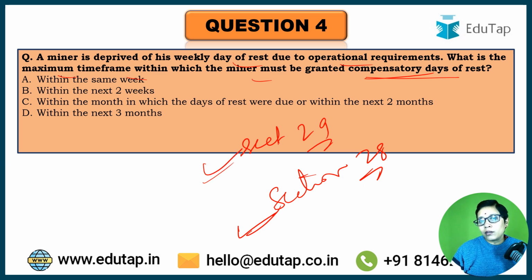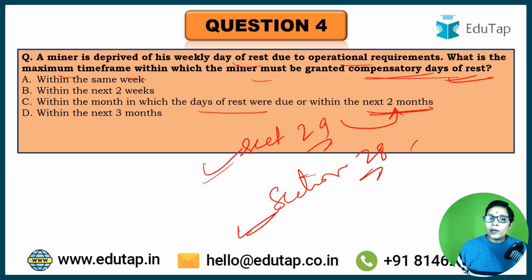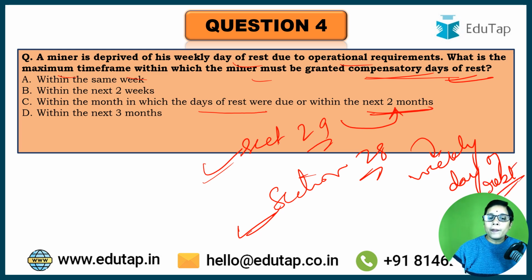इन केस अगर उसको लंबा काम करना पड़ा, कभी कभी होता है कि माइन में चले जाते हैं तो दे माइट नीड टू वर्क थोड़ा एक्सटेंडेड टाइम पे. इन सच केसेस विदिन द मंथ इन विच द डेज ऑफ रेस्ट वर ड्यू और विदिन द नेक्स्ट 2 months उसको कंपेंसेटरी लीव या रेस्ट देना चाहिए. सो दिस कम्स अंडर सेक्शन 29 एंड सेक्शन 28 में वीकली डे ऑफ रेस्ट. Okay, so here in this case C is the correct answer.